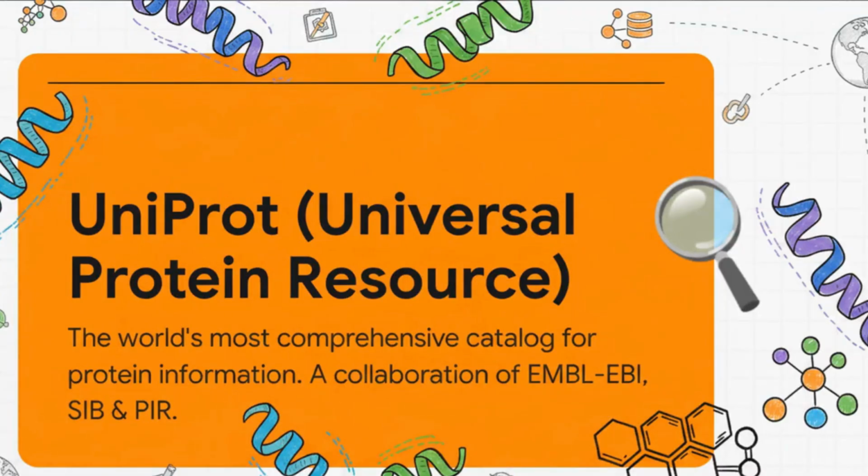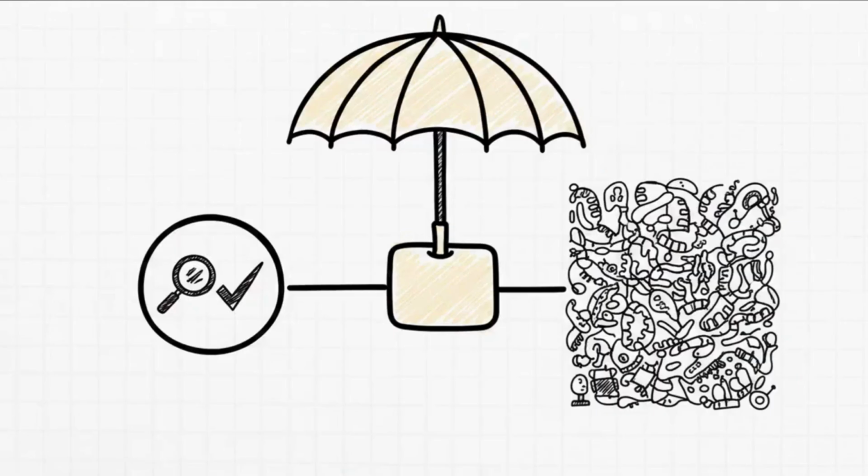Okay, let's dive in. UniProt, which is short for Universal Protein Resource, is pretty much the world's most complete catalog for protein information. And it's not run by just one group. It's this huge international effort between some of the absolute top bioinformatics institutes on the planet. The best way to think about UniProt is like a giant umbrella. Underneath it, you've got the core, which is called the UniProt Knowledge Base, or UniProtKB. And this is where it gets really smart. It's divided into two main sections: the reviewed stuff, called SwissProt, and the unreviewed stuff, called TrEMBL.